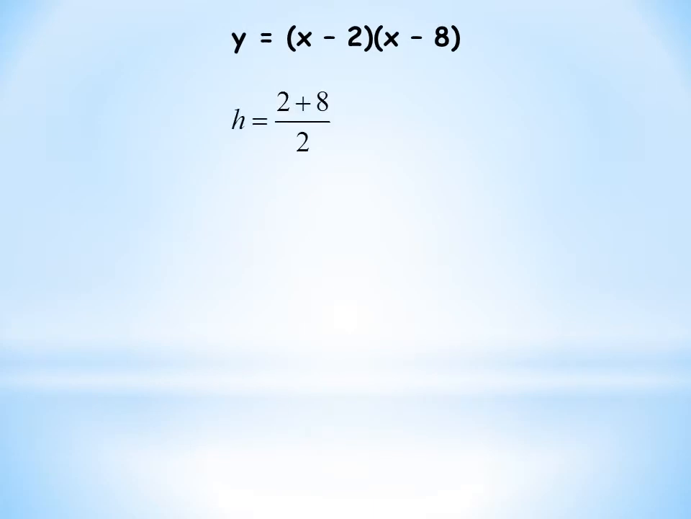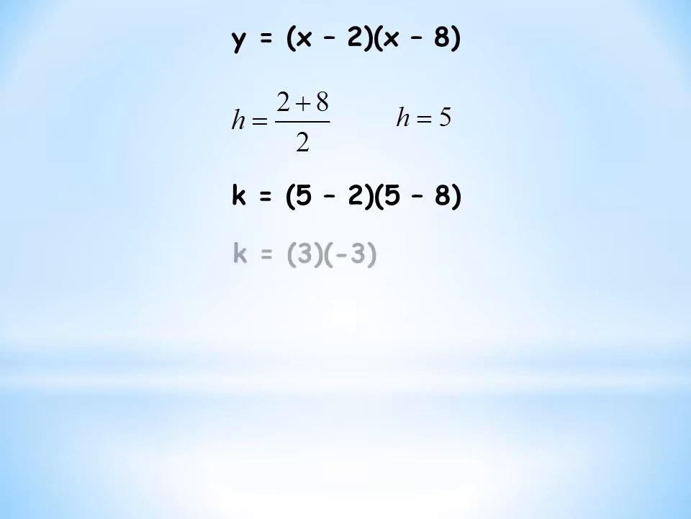All right. So once again, my intercepts are 2 and 8. So I'm going to say 2 plus 8 and divide that by 2. I have h is 5. Now that I know my h value, I can plug it back into my equation. 5 minus 2, 5 minus 8. And I can get a k value is -9. Now that I know that, I can just plug it in, and I have it in my vertex form, knowing that my a value is 1 from my original equation.